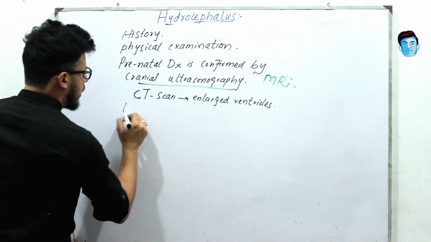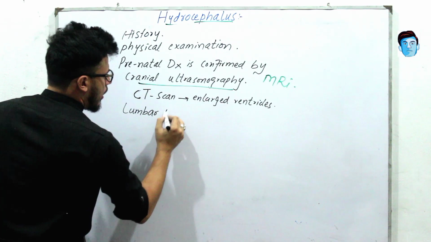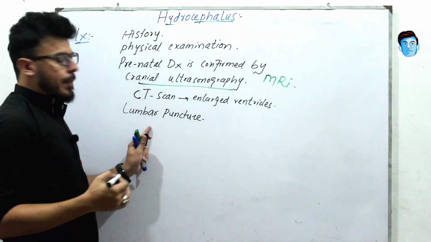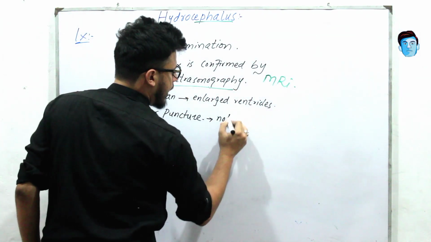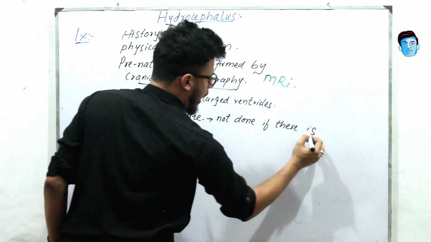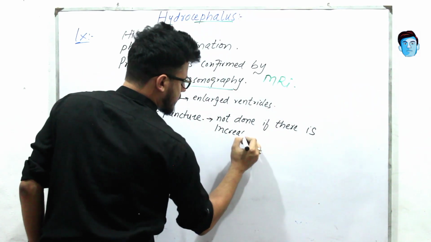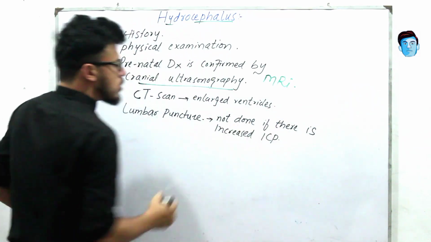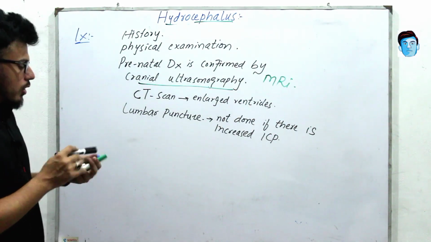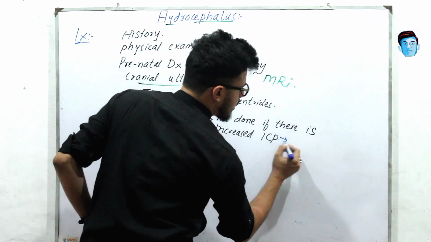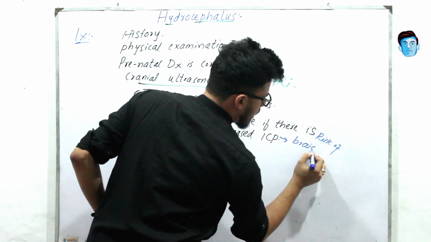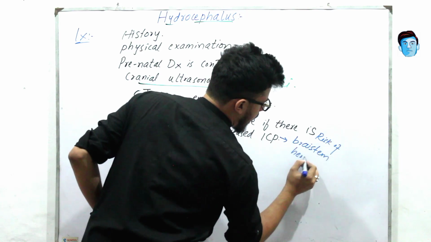Also, we can do a lumbar puncture. But the lumbar puncture is not done if there is increased intracranial pressure. In that condition, the lumbar puncture is not indicated. And why is it so? Because of the risk of brainstem herniation.